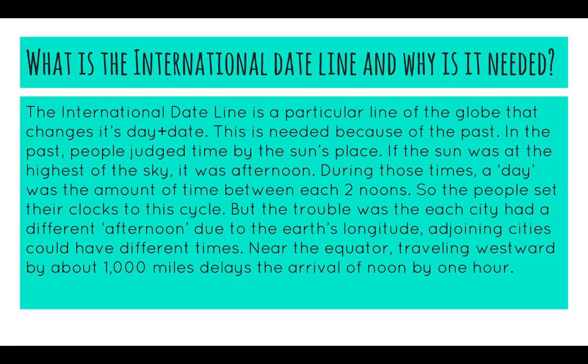What is the International Dateline and why is it needed? The International Dateline is a particular line on the globe where the day and date change. It is needed because of the past. In the past, people judged time by the sun's place. If the sun was at the highest point of the sky, it was noon. During those times, a day was the amount of time between two noons. So people set their clocks to this cycle. But the trouble was that each city had a different noon due to the Earth's longitude. Adjoining cities could have different times. Near the equator, traveling westward about 1,000 miles delays the arrival of noon by 1 hour. That is why we need the International Dateline.